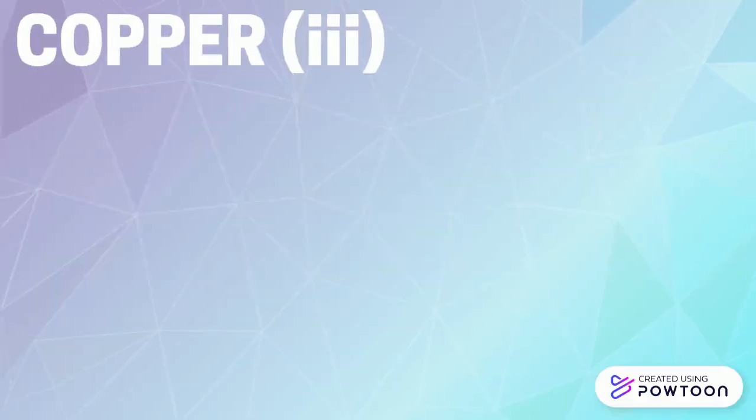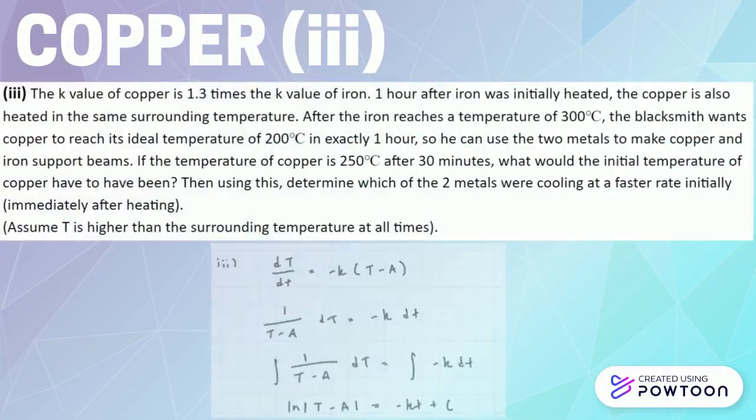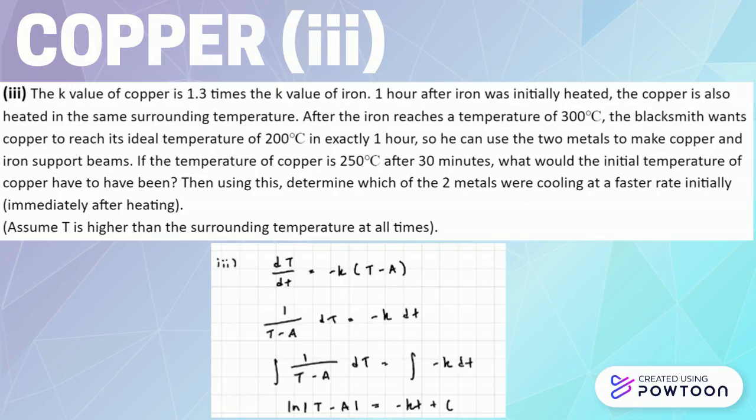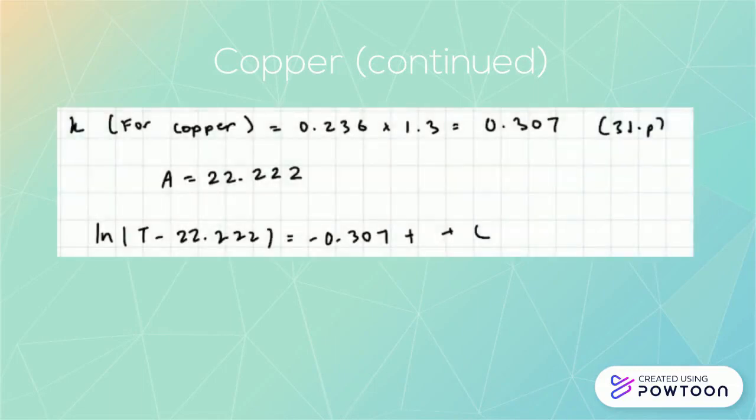For part 3, we begin by trying to find the temperature of copper, rearranging the differential equation again to have all temperature variables on one side, then integrating, then removing the absolute value sign once again, as the metal's temperature is higher than that of the surroundings. We are given that the surrounding temperature is still the same, and the K value is 1.3 times the K value of iron, so we can determine the values of A and K as shown.